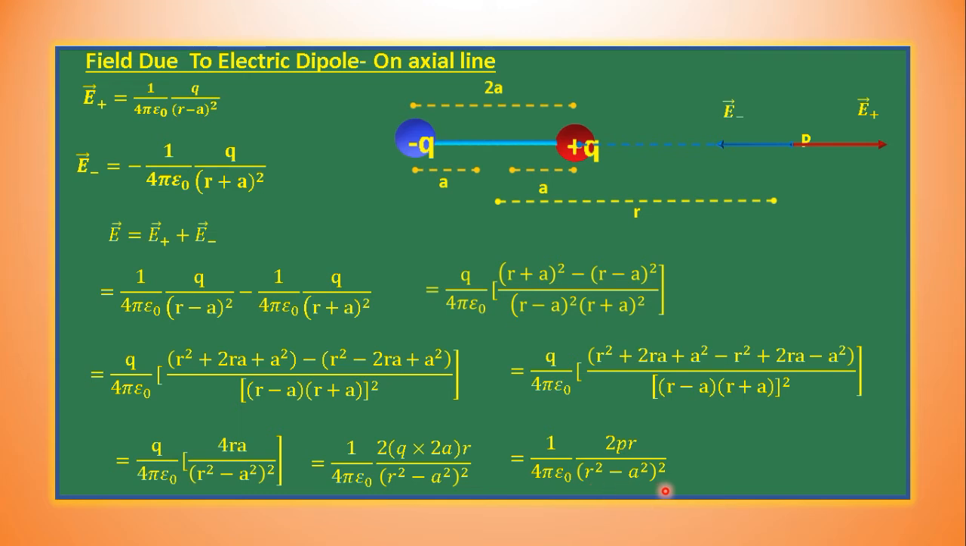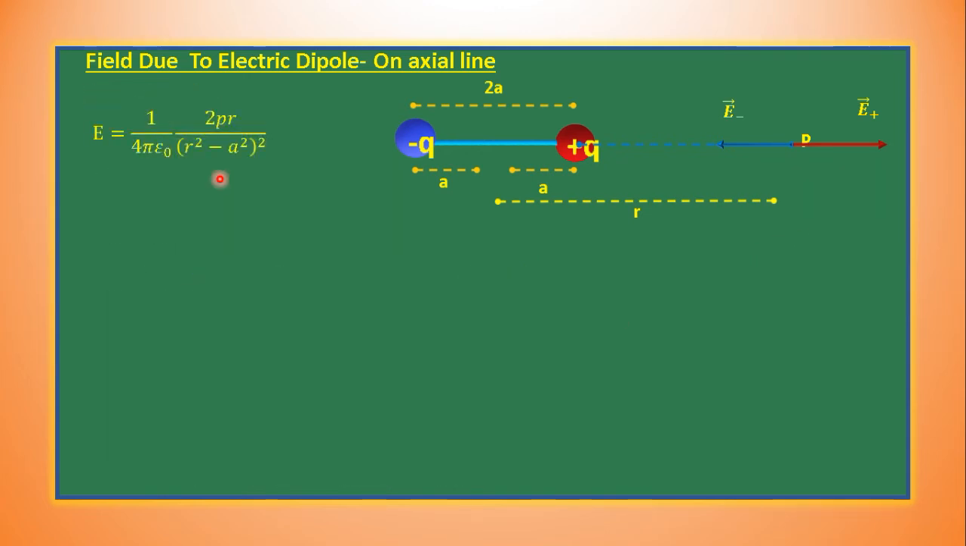So we calculated the electric field due to a dipole on its axial line at a point P. Let's consolidate our result. E equals 1 by 4 pi epsilon 0, 2 pr by (r square minus a square) the whole square. Suppose my dipole is an ideal one. That means charges are large and the distance 2a is very small, or a is very small compared to r. So I can say if r is much greater than a, my dipole is ideal one, then a can be neglected. My equation becomes 1 by 4 pi epsilon 0, 2 pr by (r square) the whole square.